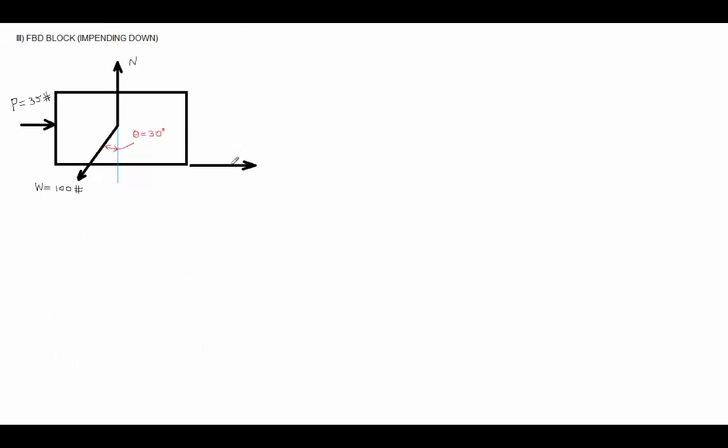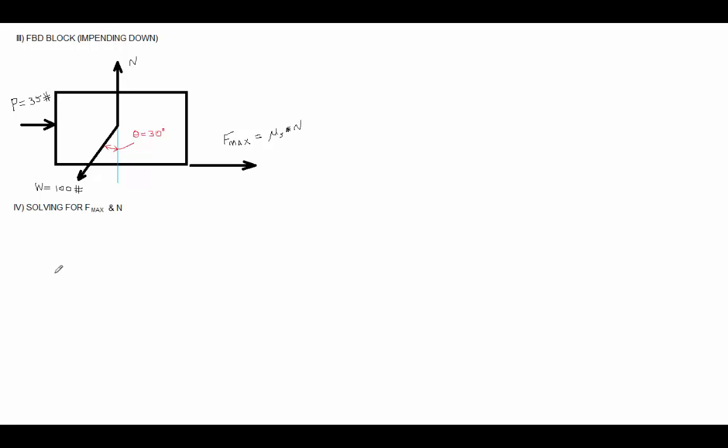Now I'm going to draw another free body diagram, and in this case the block is impending down, which means it's just at the point of sliding down the ramp. We know that if the box is going to slide down the ramp, we have friction acting in the opposite direction, acting up the ramp, and we also know that at the point where it's just about to slide down the ramp, the friction is at its maximum. And the maximum friction that could ever be developed by this situation is mu s times n.